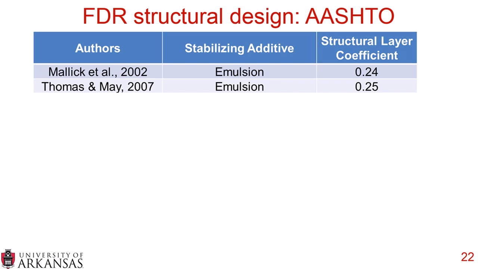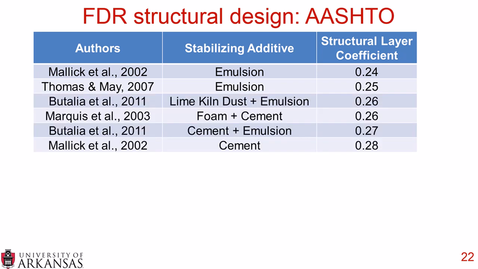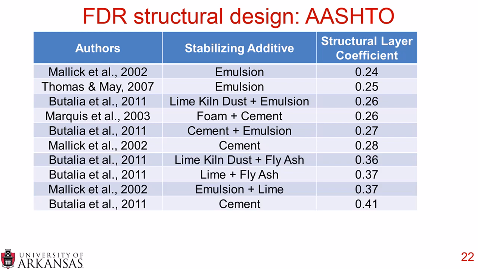Now, looking at the structural design of FDR, again looking at the AASHTO structural layer coefficients, this is quite an interesting discussion that we can have here on just this one slide. You can see these two research projects used just emulsion, and they had a structural layer coefficient of 0.24 to 0.25. But then if you start adding lime kiln dust, or if you look at foam and cement, or cement and emulsion, or just cement, that number starts creeping up. But then you start looking at other combinations, and the number continues going up.